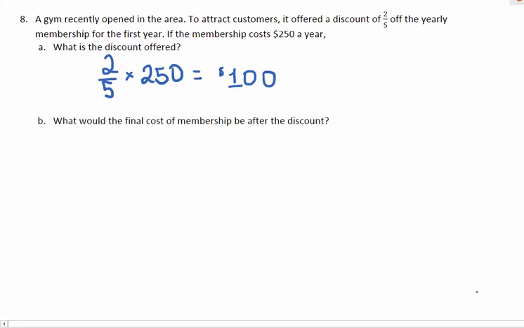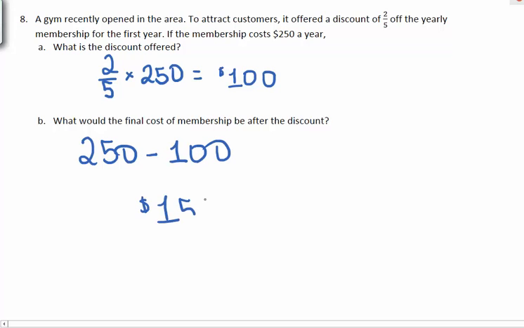Part B. What would the final cost of the membership be after the discount? Well, the discount is 100 and the original cost is $250. So $250 minus the $100 discount gives us a price of $150.